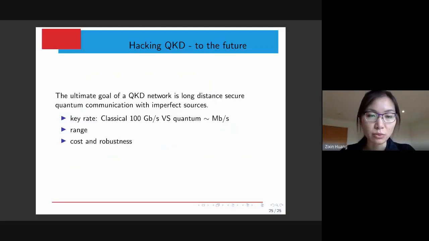And lastly, we also need to consider cost and robustness of these systems. So they need to be compatible with being user-friendly and consumer-friendly, and they need to be robust against all different sorts of environmental noise. And so this is still currently a very active area of research, and we'll see what researchers do next to solve the problems.